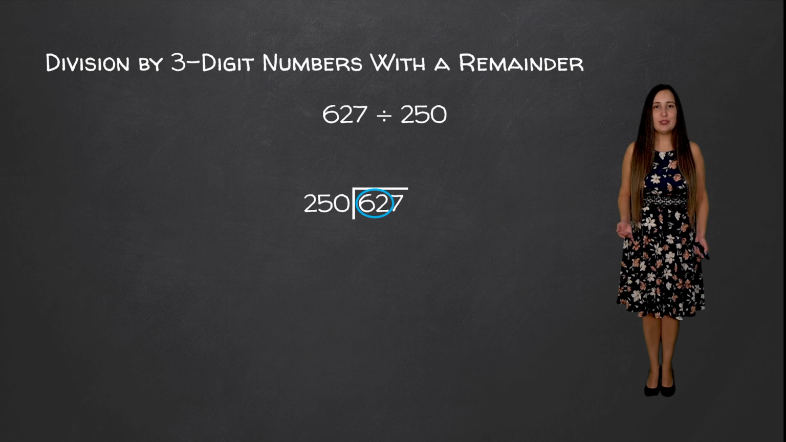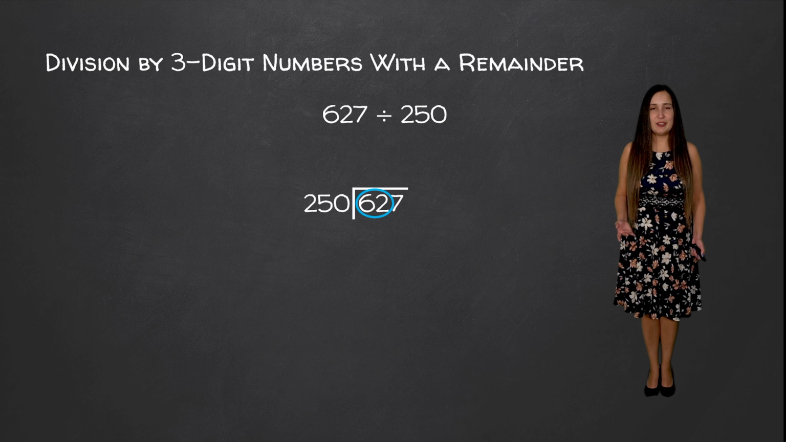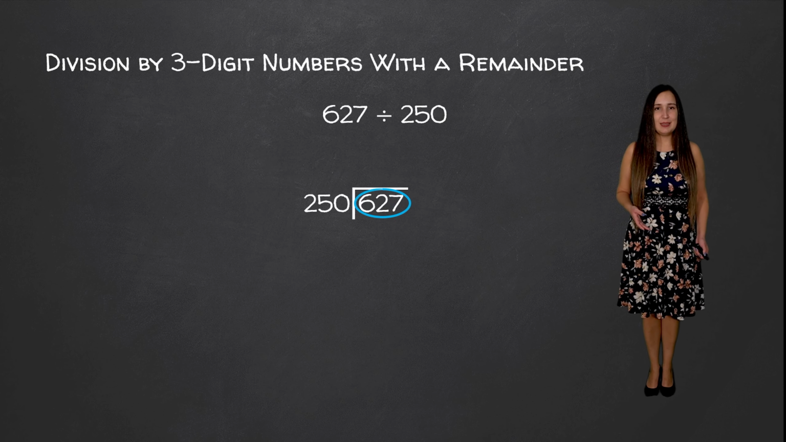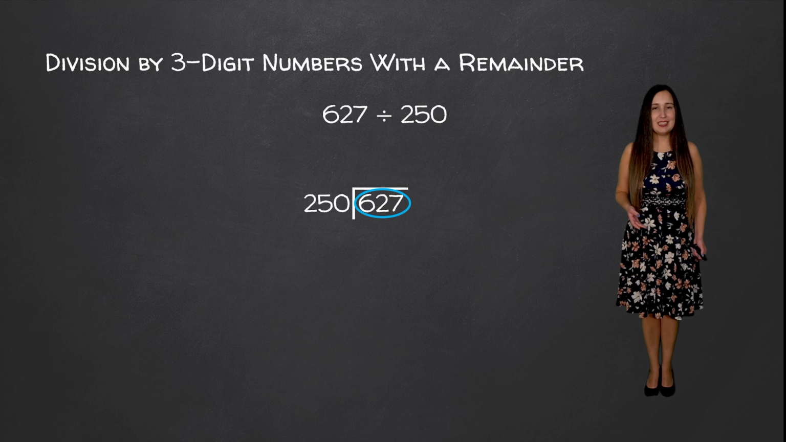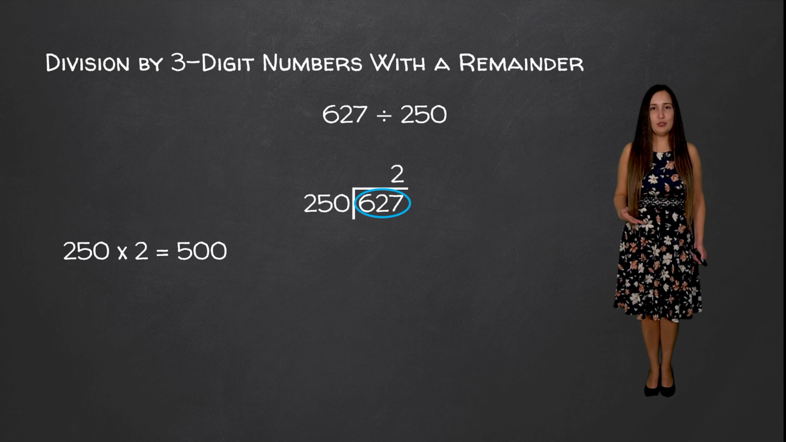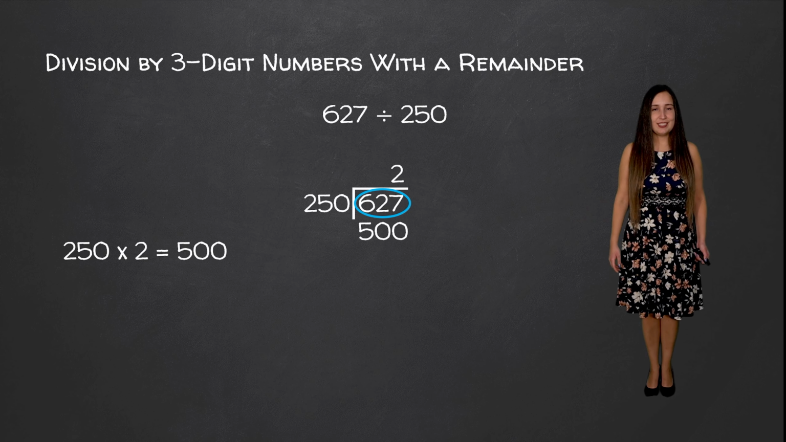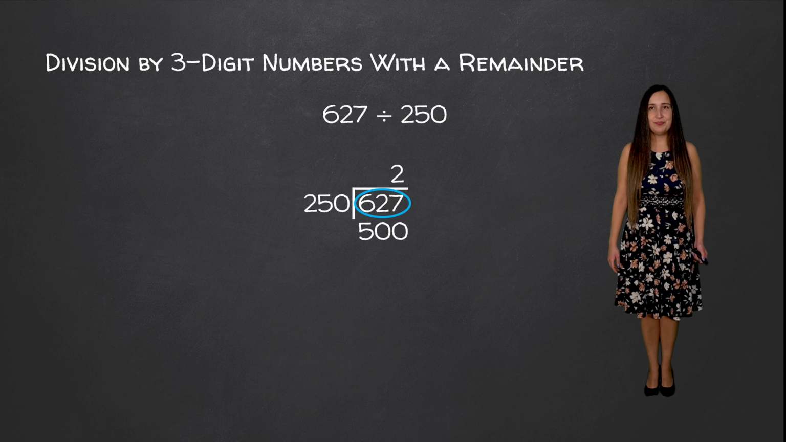So then we'd have to resort to 250 times 0. So we're then going to see how many times 250 goes into 627. And it goes into 627 2 times. And that's because 250 times 2 is equal to 500. And that's the closest we could get without passing our value. So we're going to write our 500 underneath our 627.